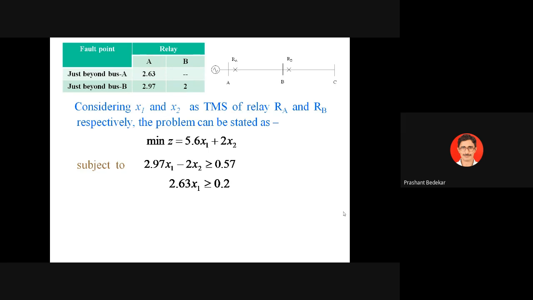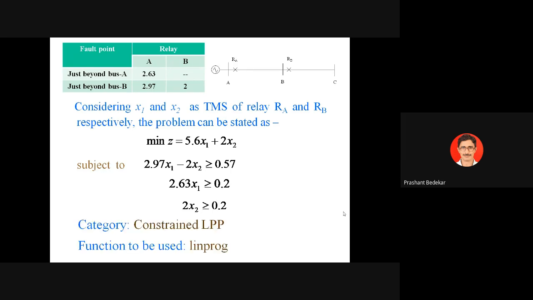Now for a fault in section BC, the time of operation of relay B is 2 times x2, and that also has to be greater than or equal to 0.2. So 2 times x2 should be greater than or equal to 0.2. So we have taken into account everything. We know that time multiplier settings of relays cannot have a negative value. That is why we should write x1, x2 greater than or equal to 0. I forgot to write it here, but it has to be there.